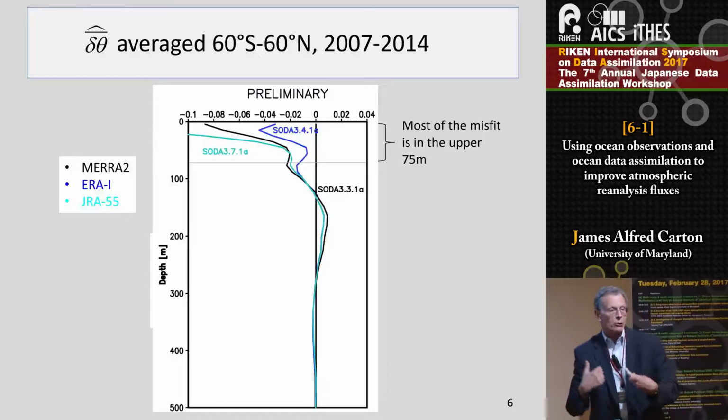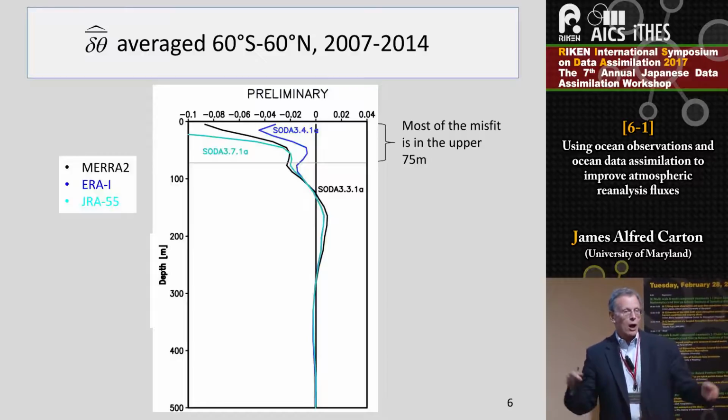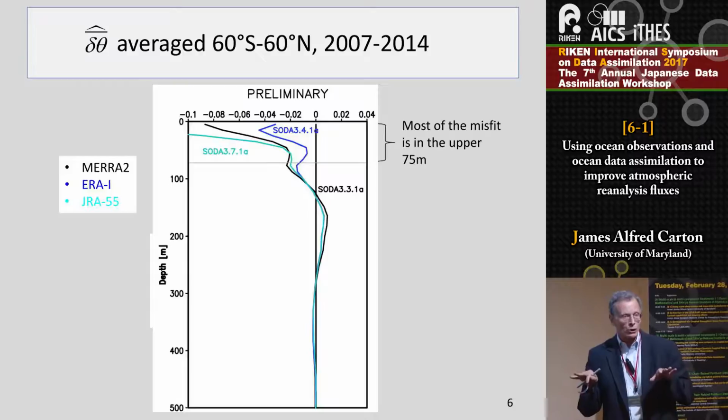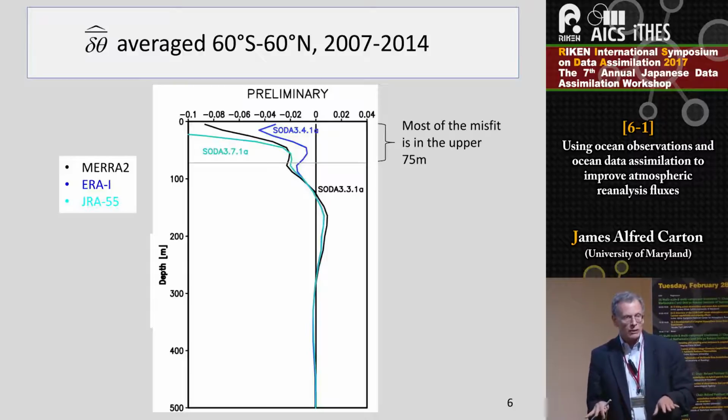So now let me skip to results. I'll look at three different atmospheric reanalyses: ERA-Interim, MERRA-2, and JRA-55. I'll force an ocean reanalysis system for the 8-year period from 2007 to 2014. I'll collect all these temperature increments.